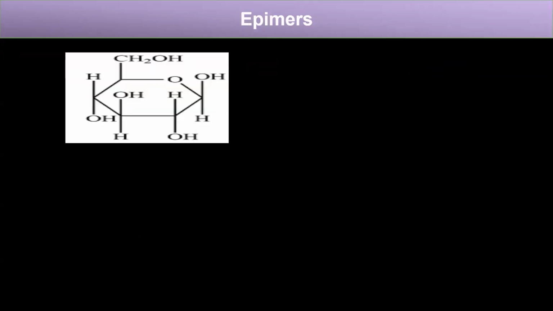Now, the next thing that we'll see is epimers. Okay, again, what are epimers? We'll see with an example. So the structure that you are seeing here is a 6 carbon ring, right? It has 1, 2, 3, 4, 5, and 6 carbon. And it has OH on the top, or orientation above the plane. So this structure will be called beta D glucose, right? This is called beta D glucose.